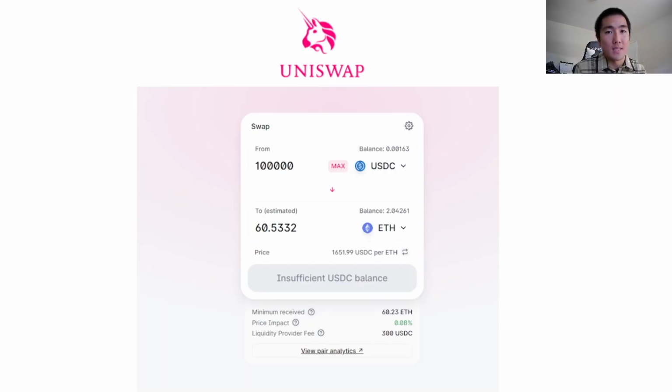All right, so how do AMMs and decentralized exchanges work? The biggest decentralized exchange that we all know and love is Uniswap, right? Where you can essentially take one asset and swap it for a different asset. But how does this work on the back end?